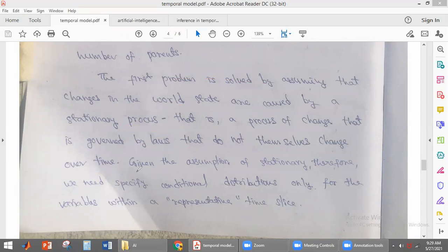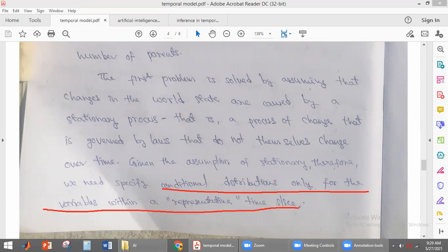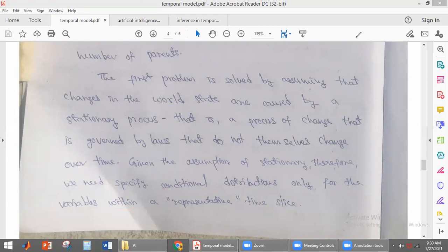If you assume this stationary process, what happens here? We have to specify the conditional distribution only for the variables within the representative time slot. You do not need to represent the conditional distribution for all the variables at every time slice. So we will be having a limited number of conditional probability tables. Like this, we will be solving the first problem.